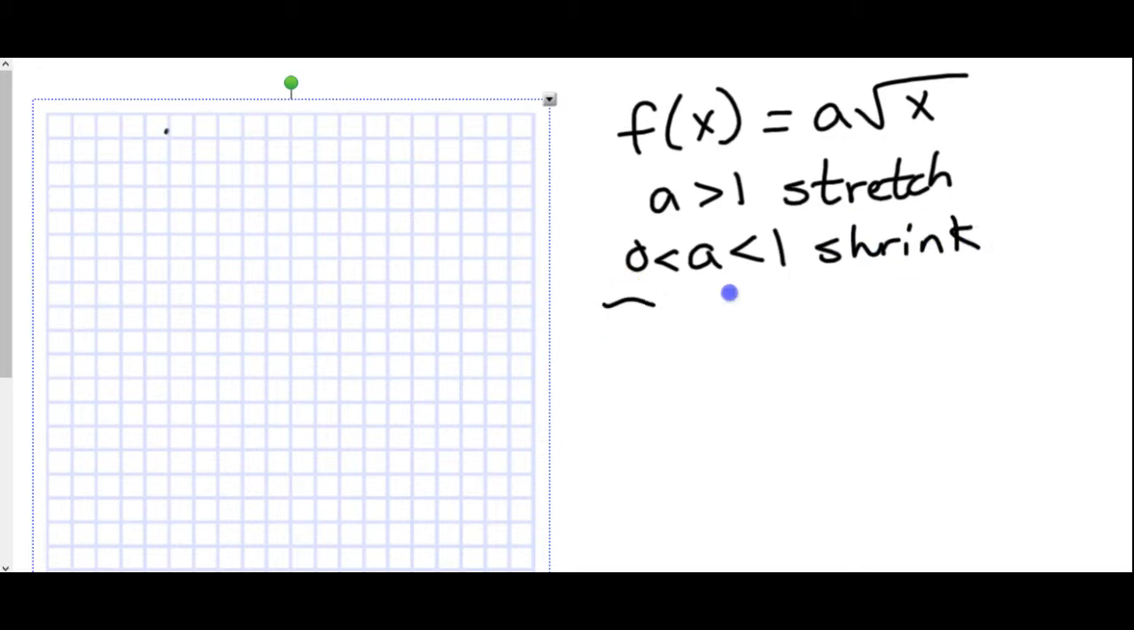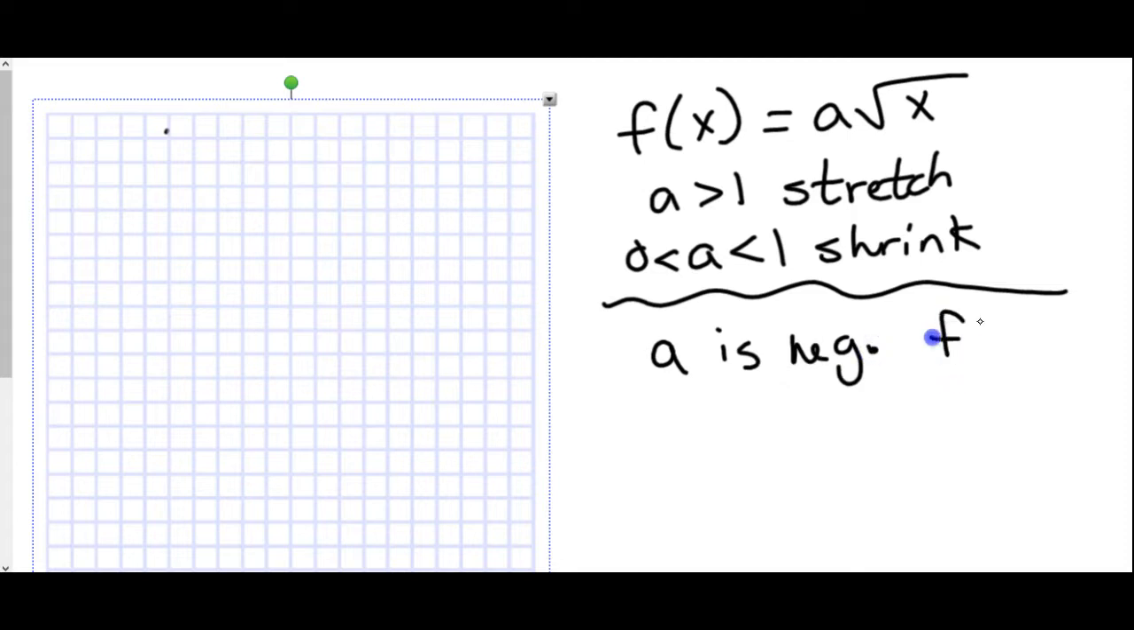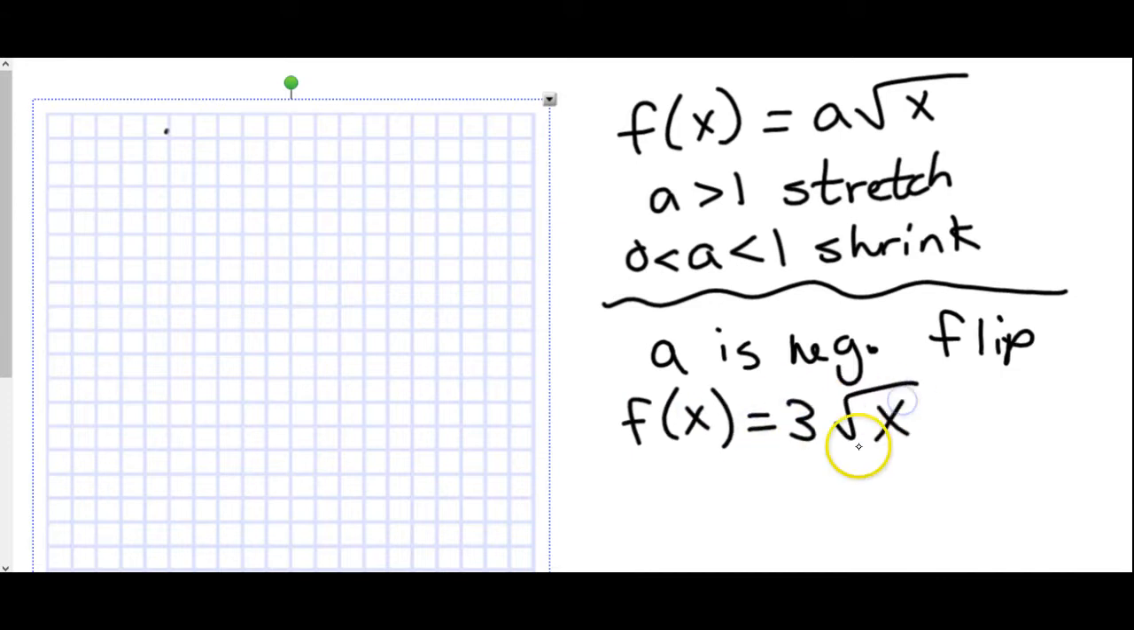And with both of these, we could also have a flip. If A is negative, our graph will flip. So we could have a stretch and a flip or a shrink and a flip. It's possible that both of those can happen together. So for example, let's say f of x equals 3 square root x.